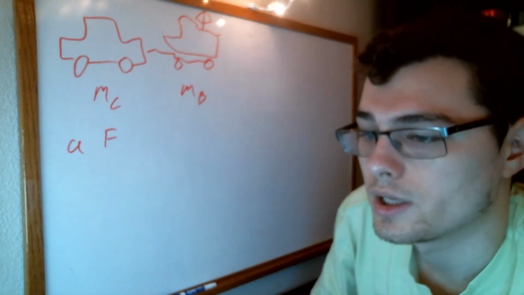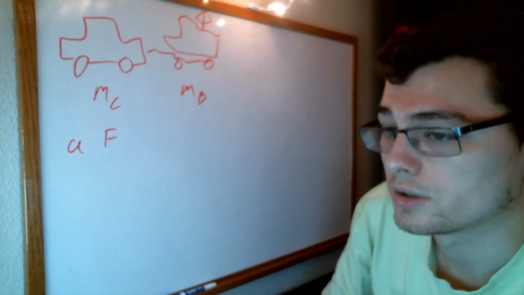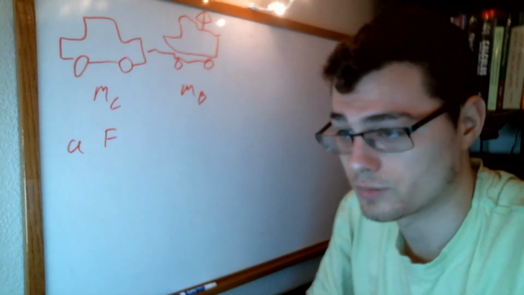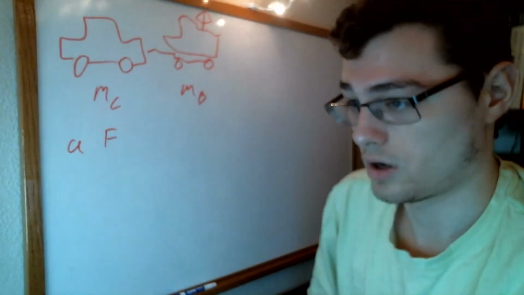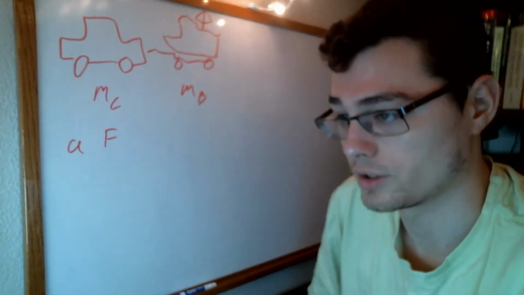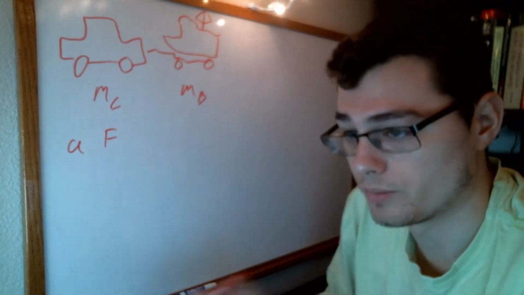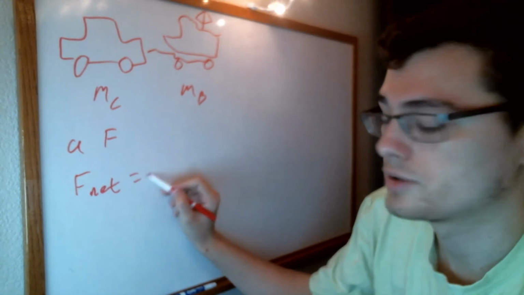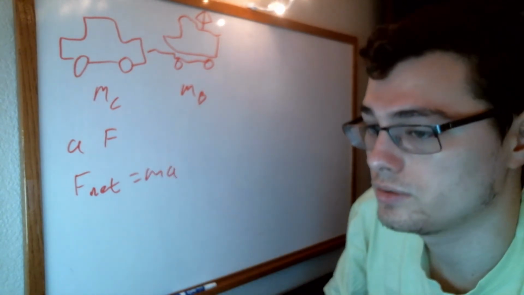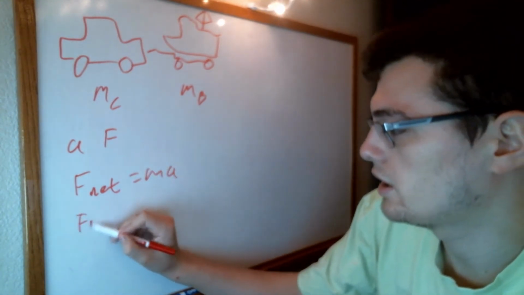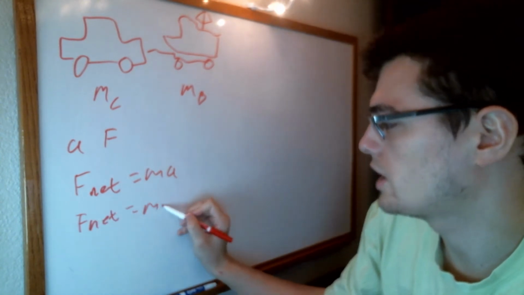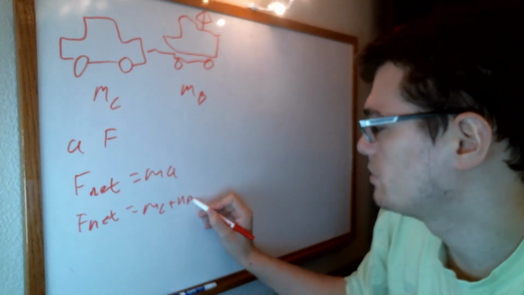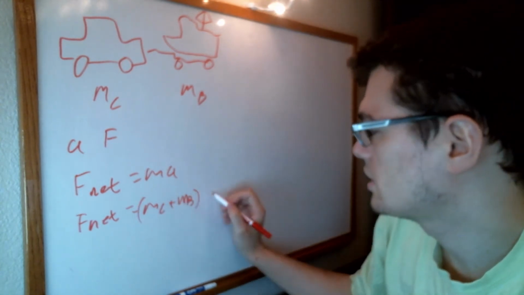And so our job is to find the magnitude of the force which resists the motion of the car, boat, and trailer if the car exerts a force on the road and produces an acceleration. So we can say that F net here is going to equal ma, like usual, and that F net equals m1, or mc, plus mb times a.